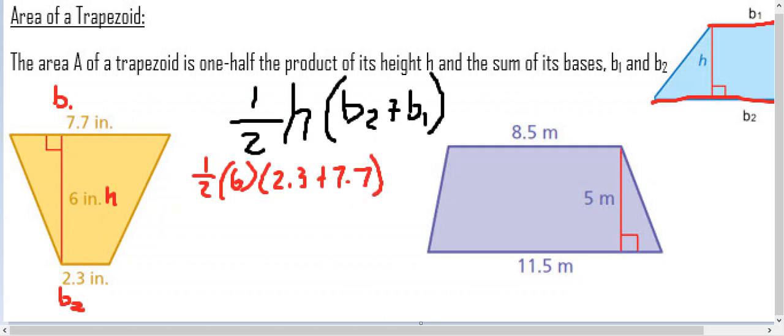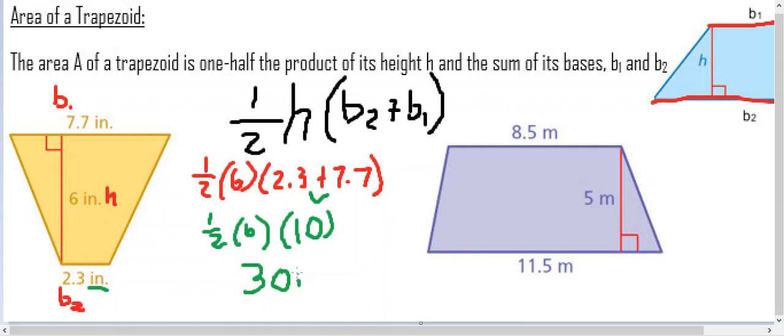Order of operations tells me that I have to do my parentheses first. So if I add these two together, 2.3 plus 7.7 gives me 10. Now I can bring everything else down. I have 1/2 times 6 times 10. 1/2 times 6 is 3. 3 times 10 is 30. So this would be 30. And then my unit of measure here is inches, so it would be 30 inches. And area is always squared.